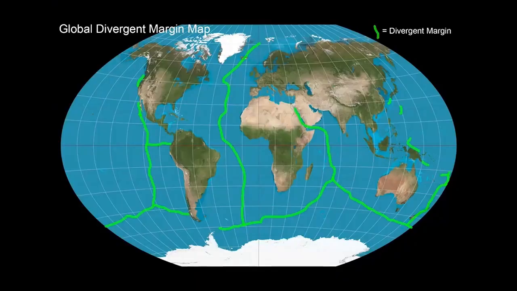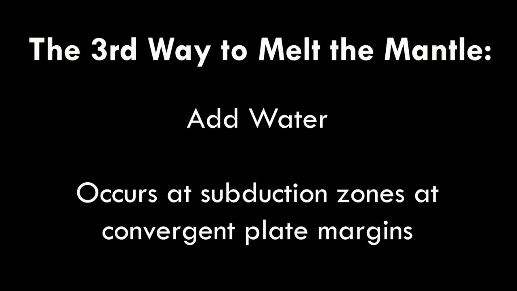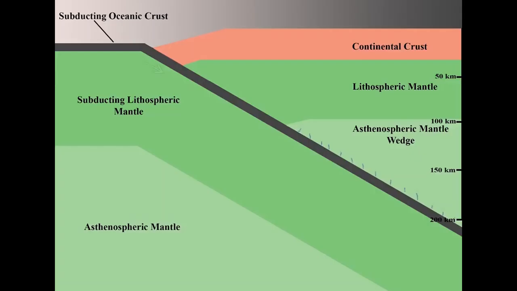Here's the global distribution of divergent margins. This style of melting is associated with plate tectonics. The third way to melt the mantle is by adding water, as in the case of subduction zones at convergent plate margins. Let's look at a simple cross-section of a subduction zone. The plate on the left is subducting beneath the plate on the right.